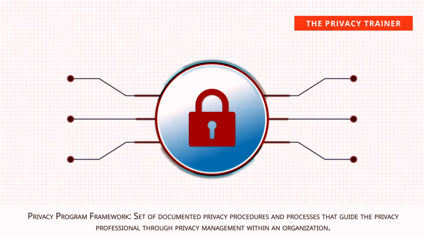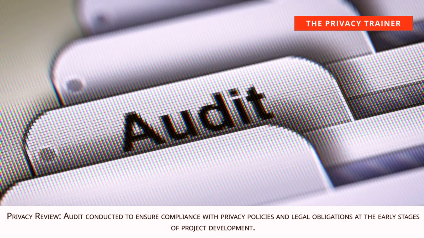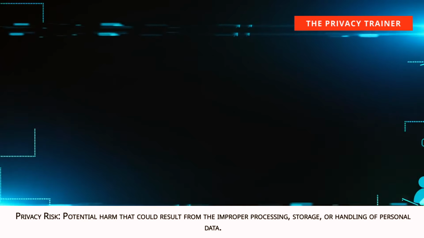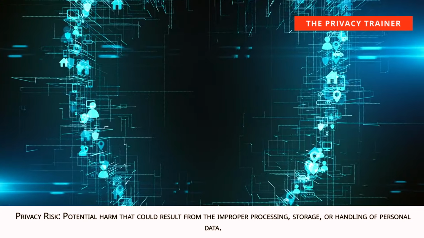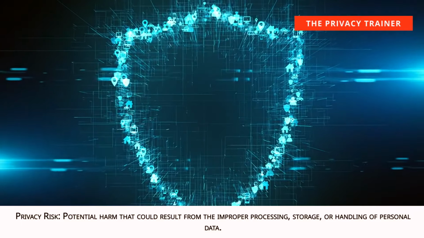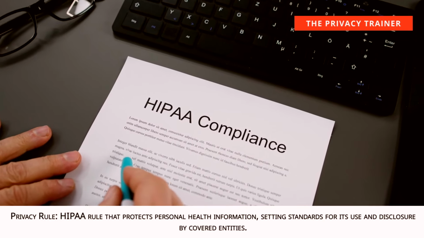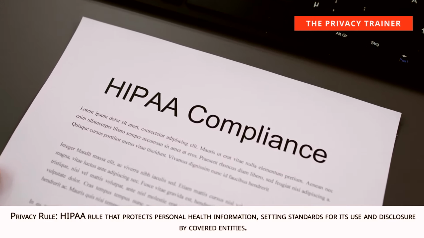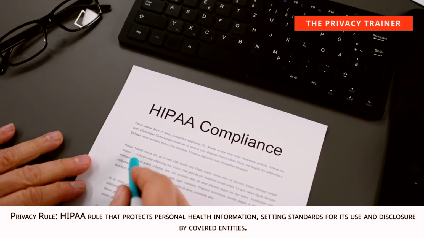Privacy Program Framework, set of documented privacy procedures and processes that guide the privacy professional through privacy management within an organization. Privacy Review, audit conducted to ensure compliance with privacy policies and legal obligations at the early stages of project development. Privacy Risk, potential harm that could result from the improper processing, storage, or handling of personal data. Privacy Rule, HIPAA rule that protects personal health information, setting standards for its use and disclosure by covered entities.